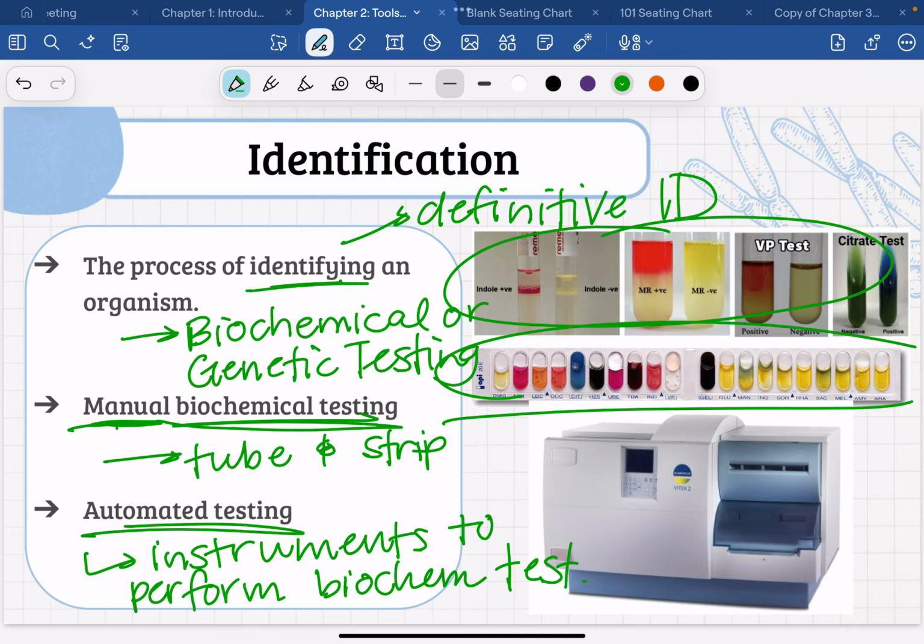Now, this is, again, the most common way that this is done now. Most hospitals and doctors' offices and any kind of identification is going to be done through these instruments. And these instruments are just shining achievements of medical engineering. They're amazing and they're very complicated, and they save us all a lot of time.